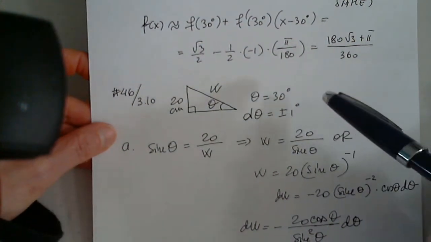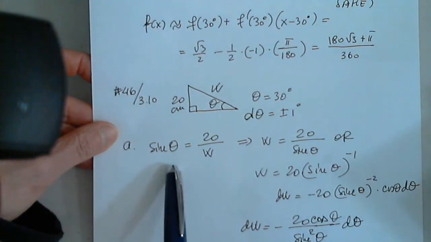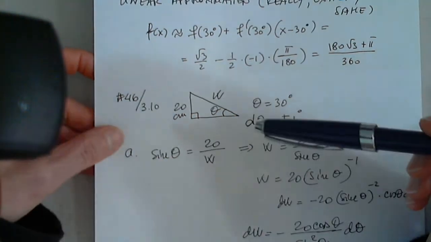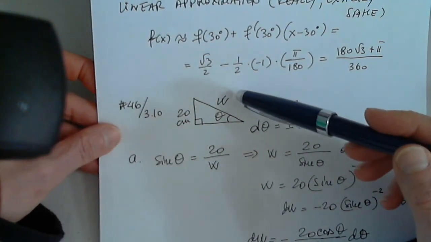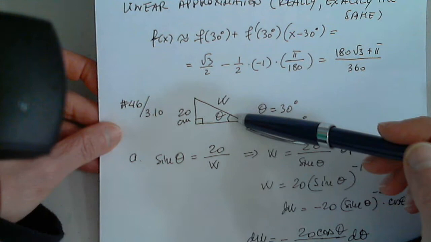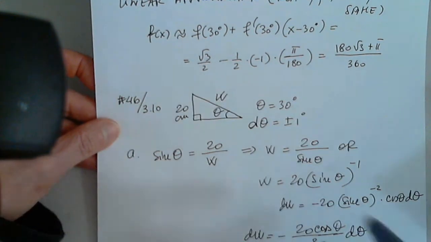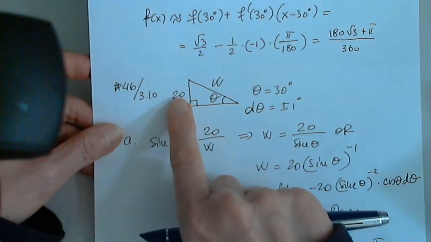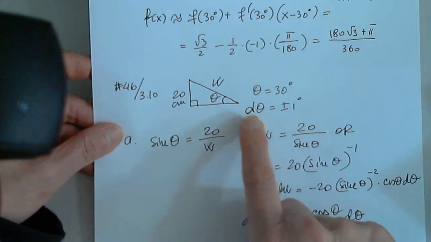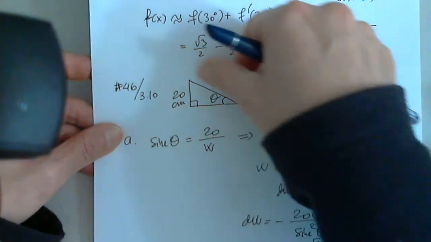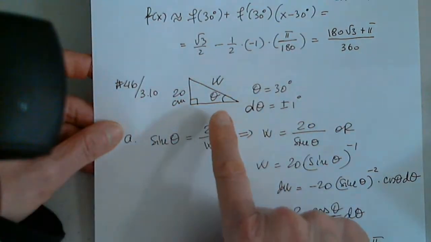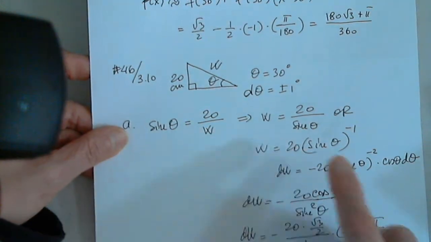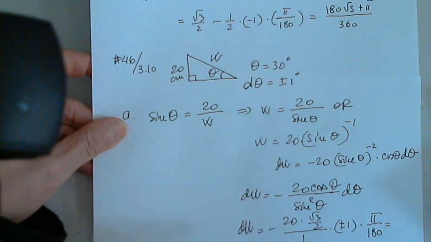Here we were asked to find the maximum error in the hypotenuse when the maximum error in the angle is plus or minus 1 degree. We are given the angle, but there is an error in the angle, so the error in the angle would trigger an error in the hypotenuse. So sine theta is 20 over w. I cross multiplied and solved for w.